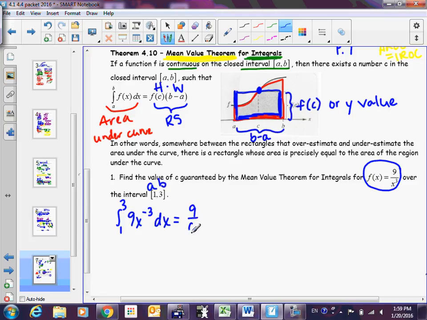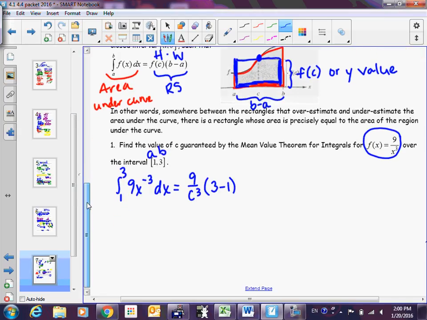9 over c cubed. Now you may be thinking, why did I rewrite it over here, but I didn't here? Well, on the left side, I know I need to antiderive, so rewriting it helps me. I'm not anti-deriving the right side, so it's fine to leave it like this. If you wanted to write it as 9c to the negative 3, that would be fine too. Okay, then I have this b minus a, so I'm going to put parentheses 3 minus 1. Okay, so that's the setup.